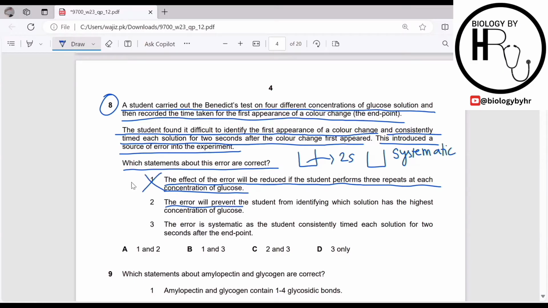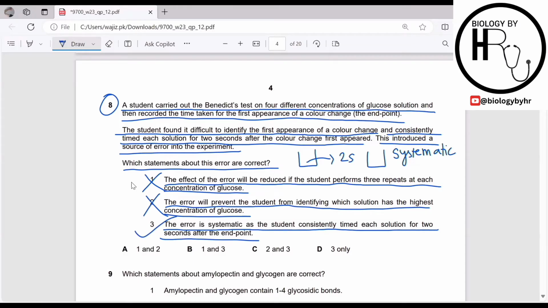The error will prevent the student from identifying which solution has the highest concentration of glucose. No, even if he times it after 2 seconds, he is going to identify which solution has the highest concentration of glucose. So this is also incorrect. Statement 3 says that the error is systematic as the student consistently timed each solution for 2 seconds after the endpoint. Yes, this statement is correct.